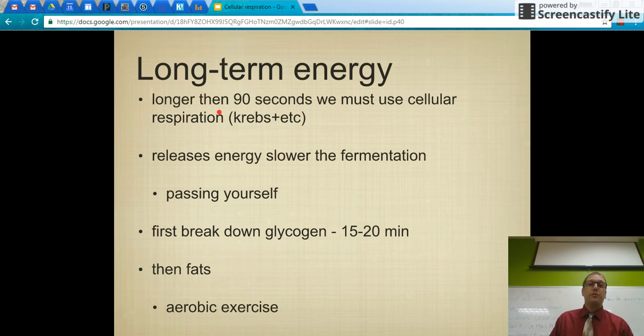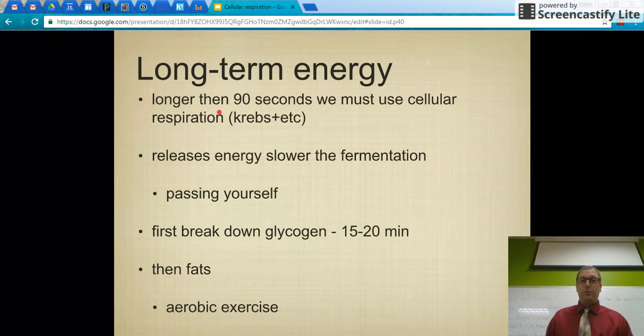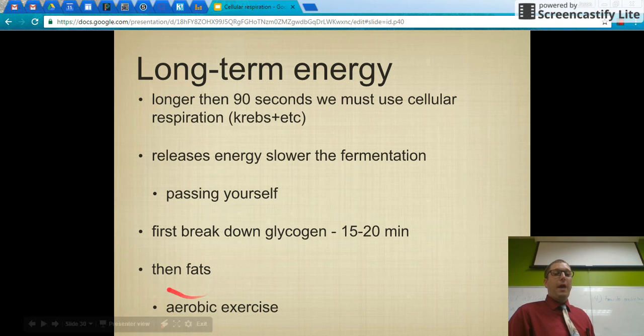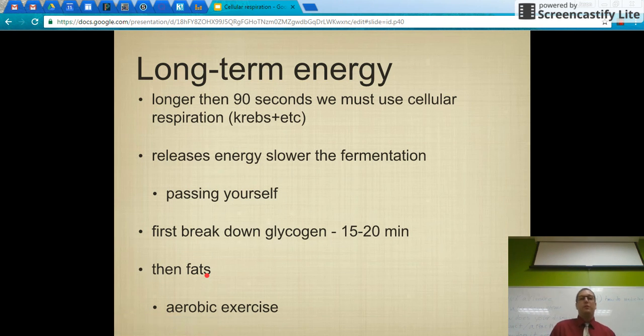If you're doing exercise longer than 90 seconds, we've got to use cellular respiration or we don't have enough energy. Okay? This means you have to pace yourself so you can breathe well enough to get oxygen into your cells so they can do the Krebs cycle and the electron transport chain. Okay? First, we break down glycogen, which is a store of sugar, glucose, and after about 15 to 20 minutes, we break down fats. Okay? So it's not until you've exercised for about 15 to 20 minutes that you start actually burning fat.